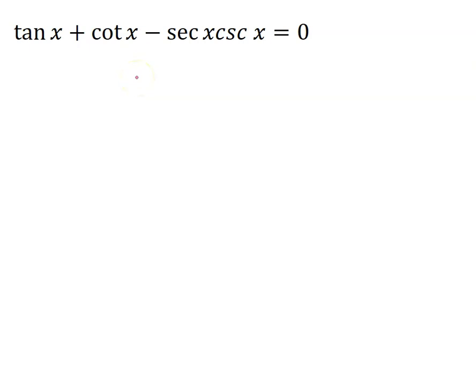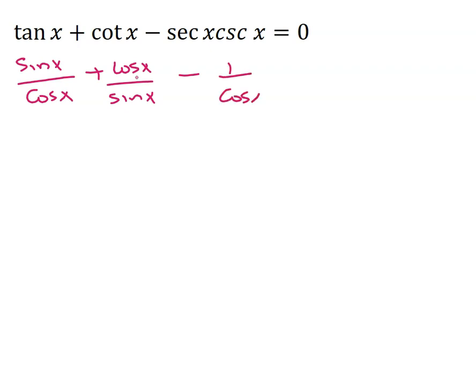Okay, so for this we can see we have a bunch of derived ratios on the left hand side. So let's just start working with those. So this is going to be sine x divided by cosine x plus cosine x divided by sine x minus 1 over cosine x multiplied by 1 over sine x. Alright, let's see what that gives us.